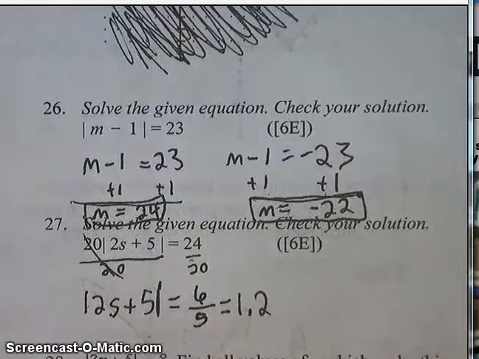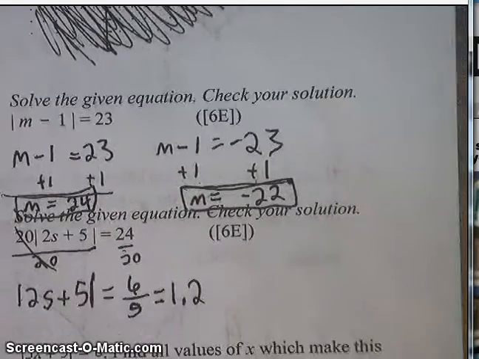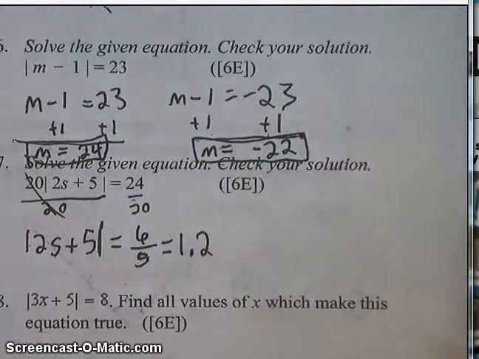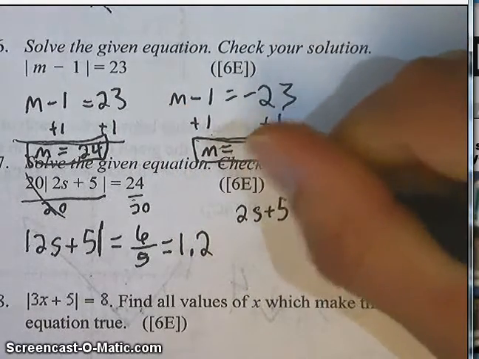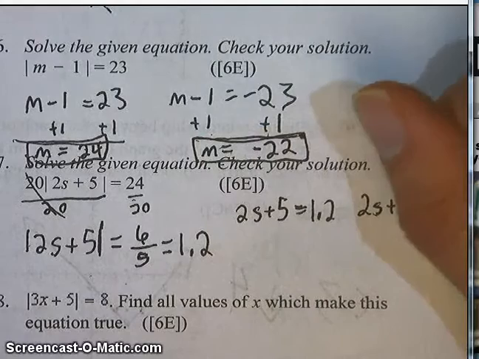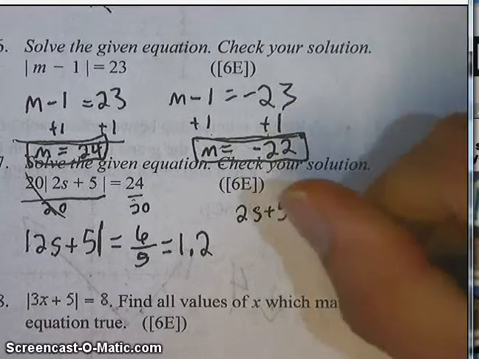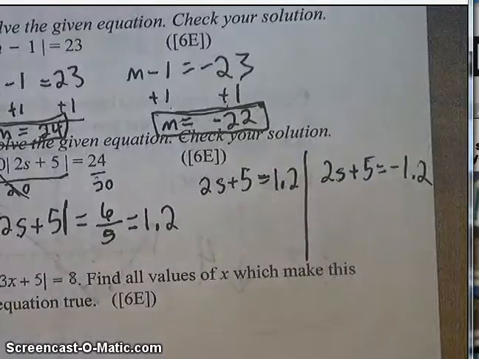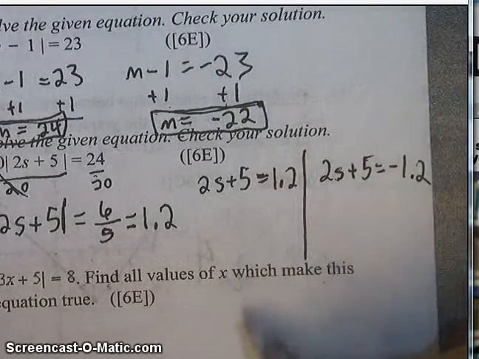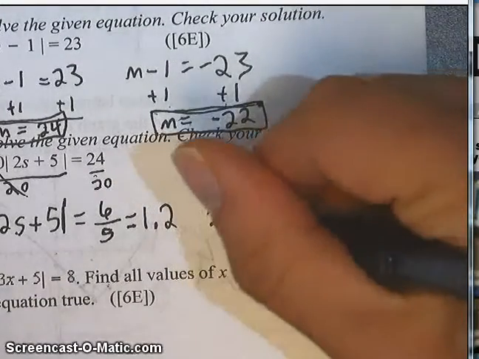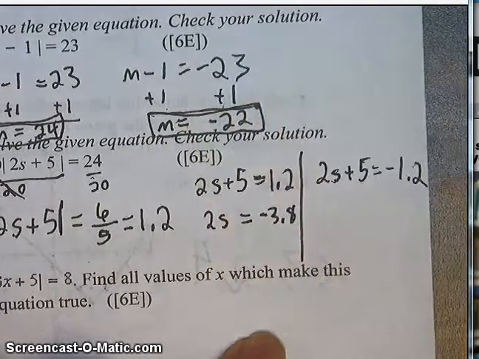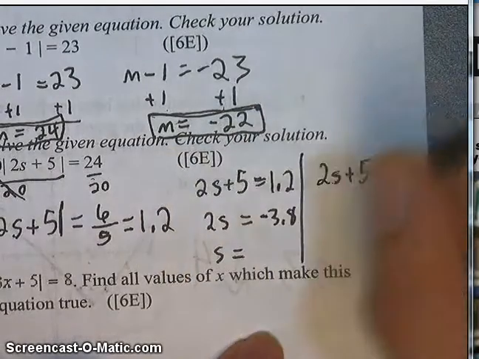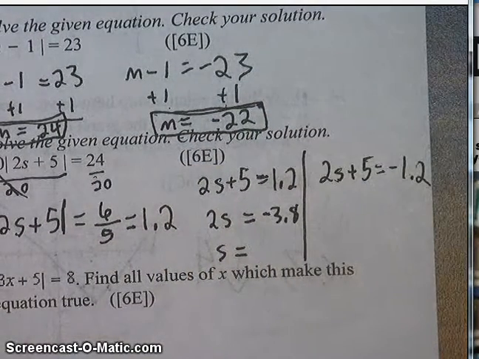So at this point, the bars are by themselves, so go ahead and split it into two equations. And the two equations we're going to make are 2s plus 5 equals 1.2 and 2s plus 5 equals negative 1.2. We're going to solve both of those. All right, subtract 5 to get 2s equals, let's see, 1.2 minus 5 is negative 3.8. Then divide by 2 to get s equals negative 1.9.